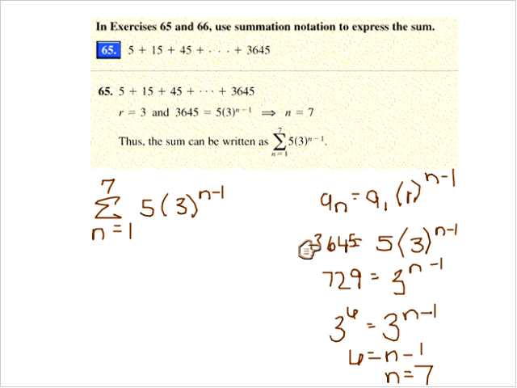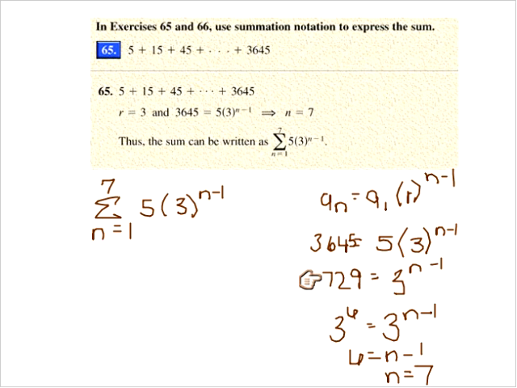Well, the first thing I would do is divide each side by 5. And when I divide each side by 5, I get this right here. Now, there's a couple things we can do. We can try to take the natural log of both sides and then bring that n minus 1 out front. Or we can try to rewrite 729 so that it's 3 to some power. Whatever you prefer, you'll get the same answer in the end either way.